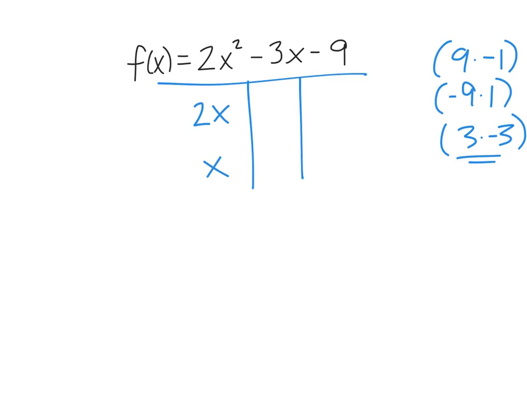When I cross multiply, 3 times 2 gives you positive 6x, and negative 3 times x gives you negative 3x. By adding these, 6 plus negative 3 does not give you negative 3. That does not work out.